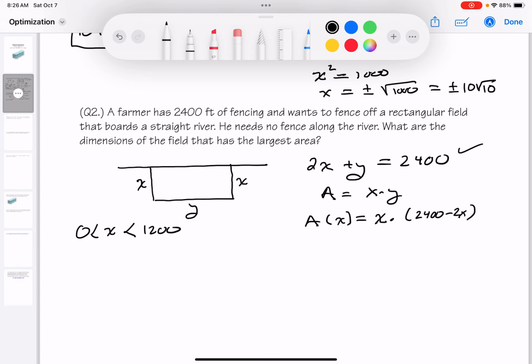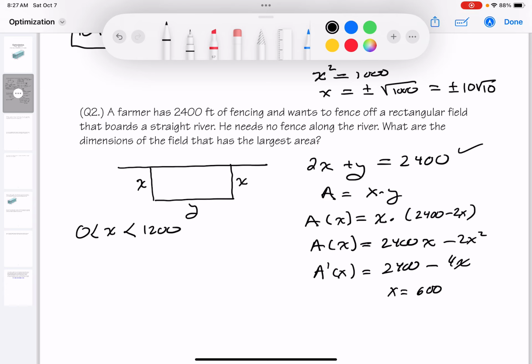All right, let's take a look now at a simplification of this, the area function of x: 2400x minus 2x squared. Take its derivative now. Its derivative will be 2400 minus 4x. The critical numbers are going to be between 0 and 1200. That's going to be 600. That's a critical number, when the derivative equals 0.